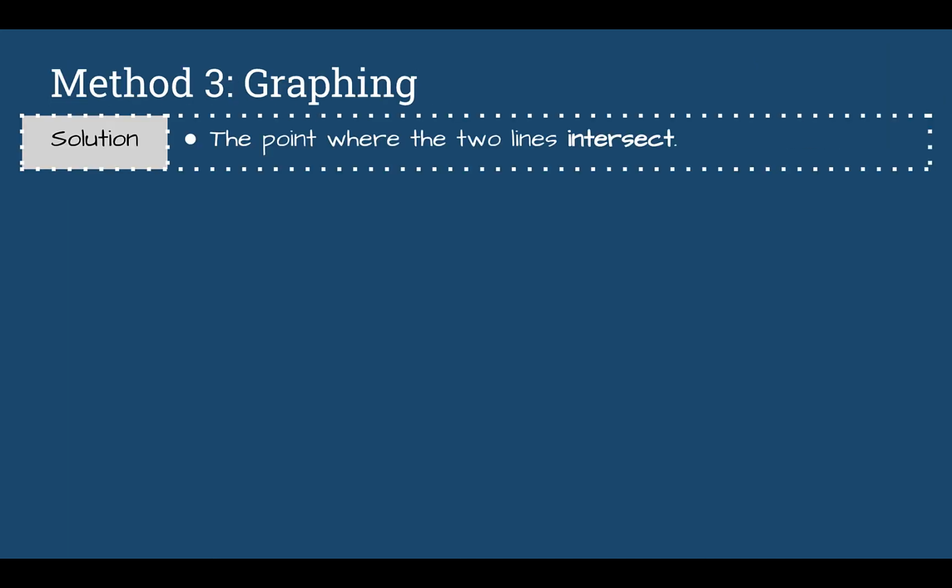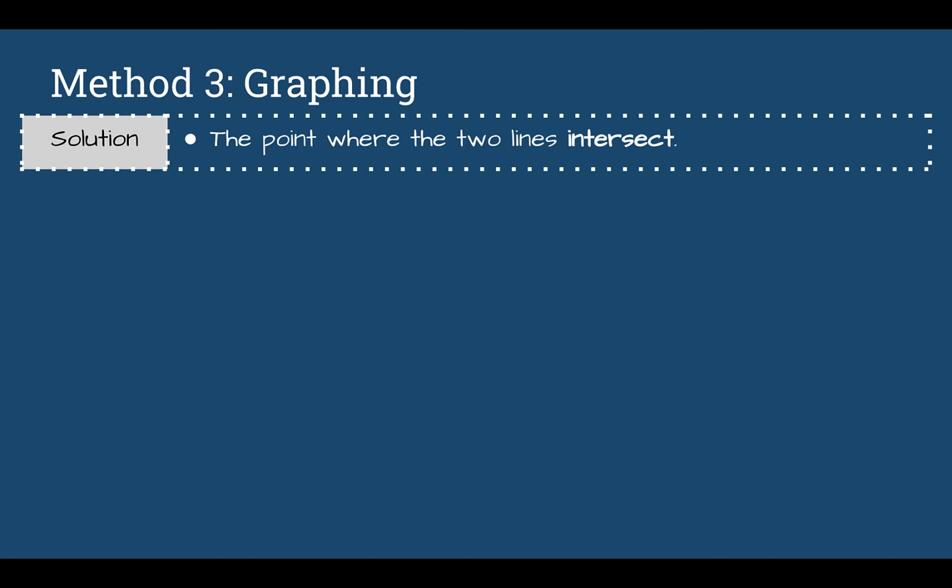So first, when we're graphing, the solution is the point where the two lines intersect. Now, we've been using this point in Desmos to help check our answers. But in this lesson, we're going to get into why that is the solution.